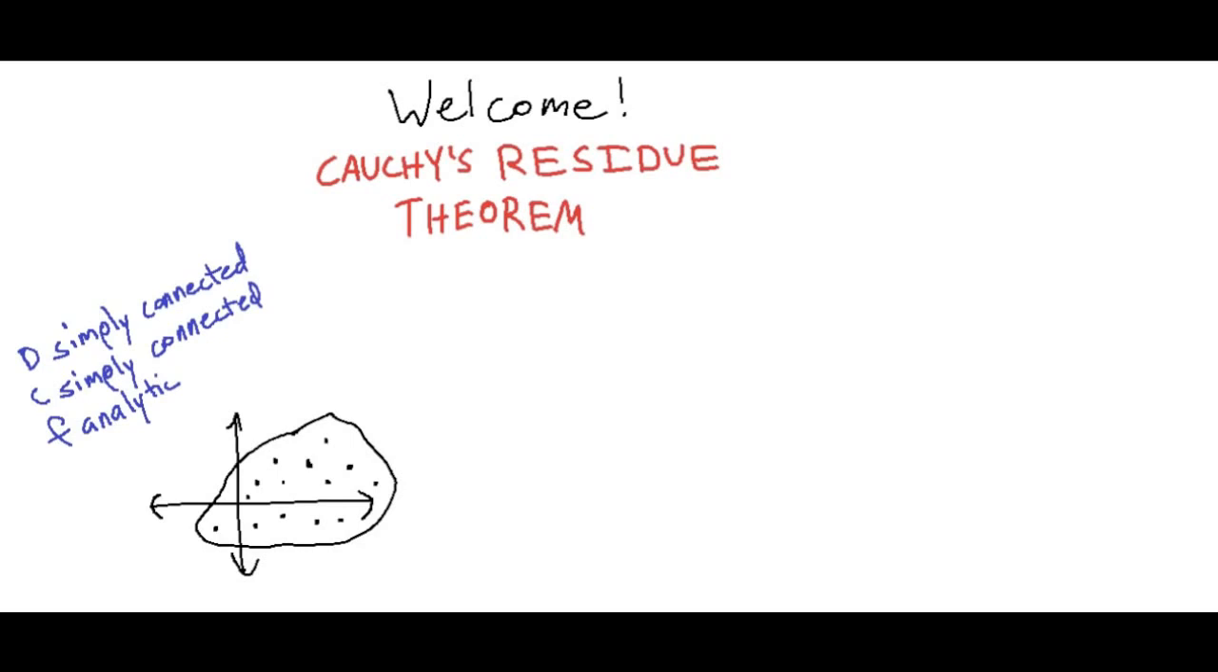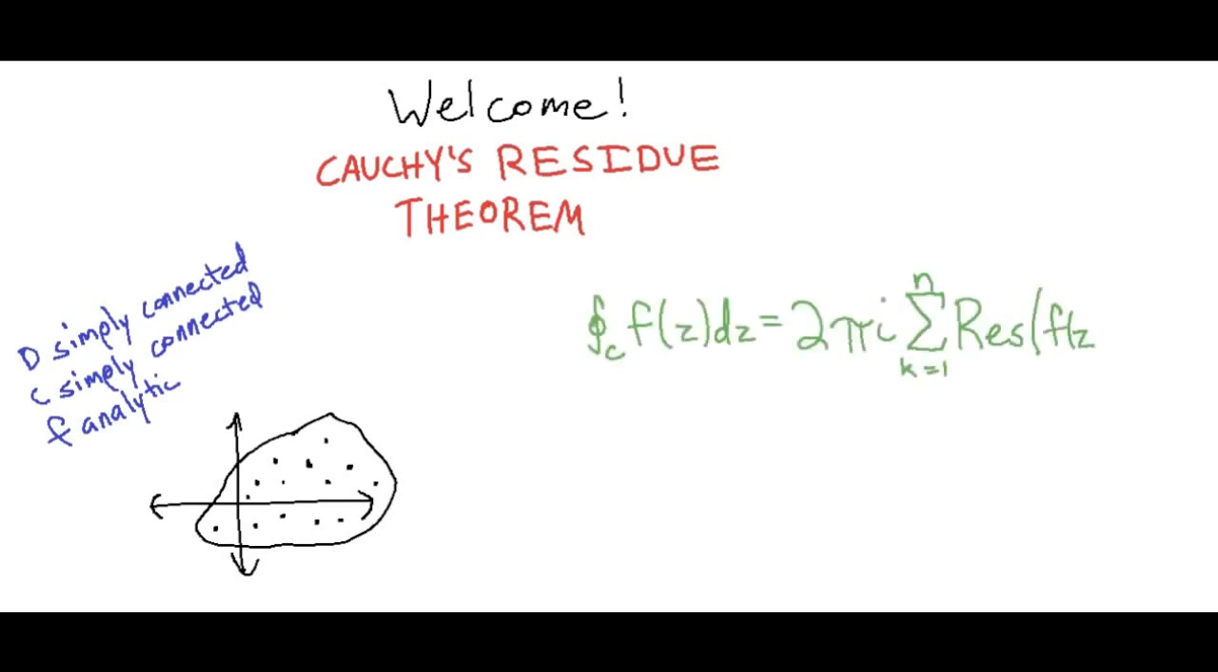They can't be branch cuts. We can have one or we can have a lot of isolated singularities within our region. Finally, we can say that the integral of the function over this closed region is equal to 2 pi i times the sum of all of the residues of the singularities. That is Cauchy's residue theorem.